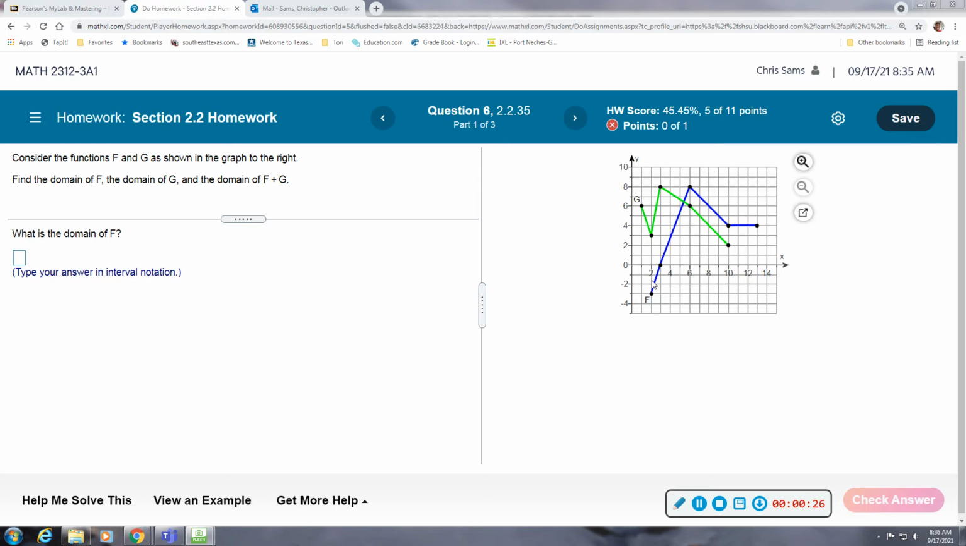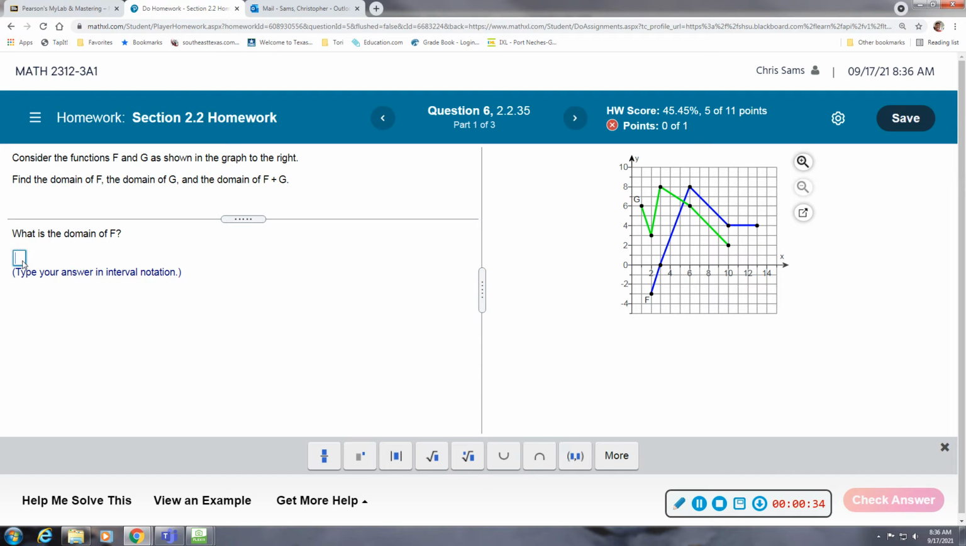So f is the blue line, as you can see. It starts at 2. It would be in a bracket because it includes that point. And then it goes all the way to the right and goes as far as, this looks like 13, counting by ones. So the domain is from 2 to 13.